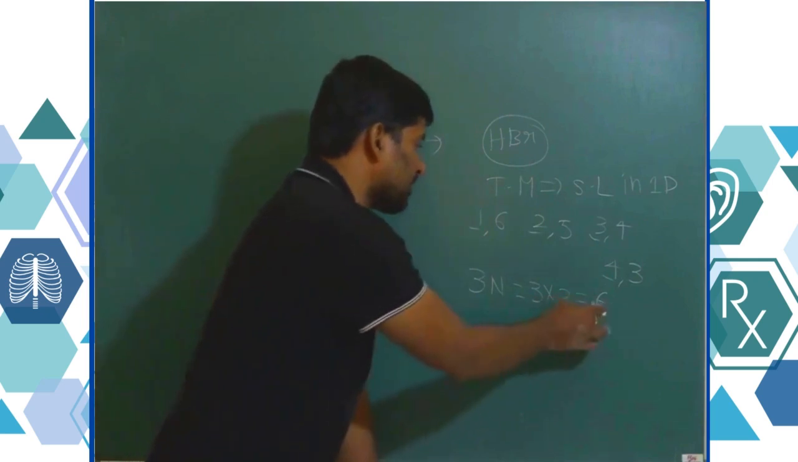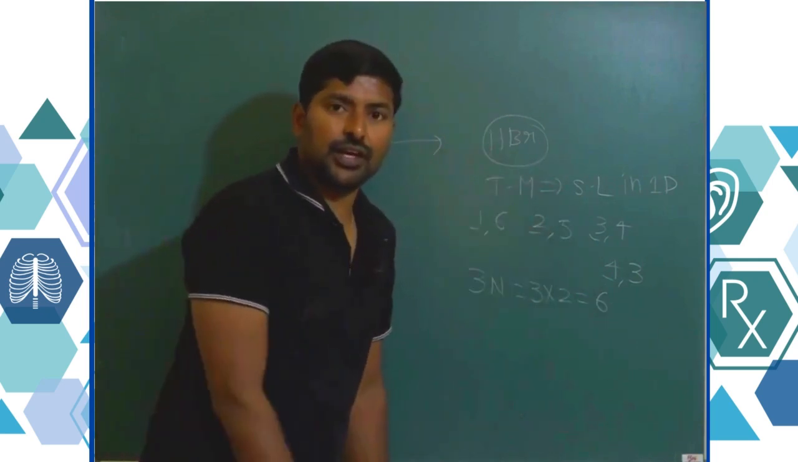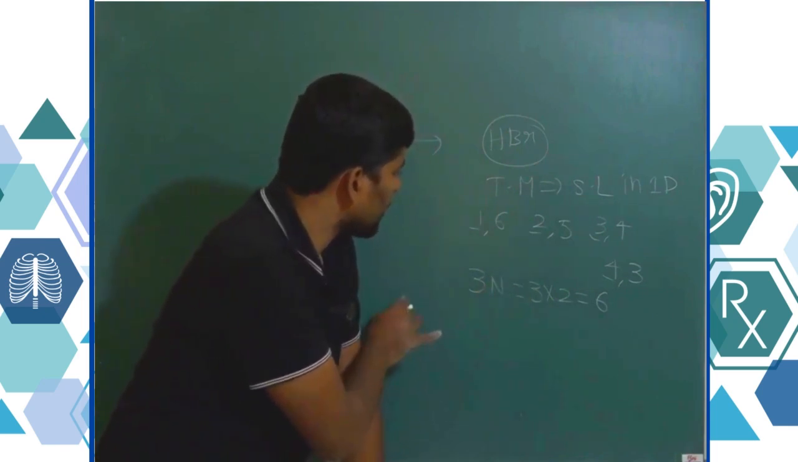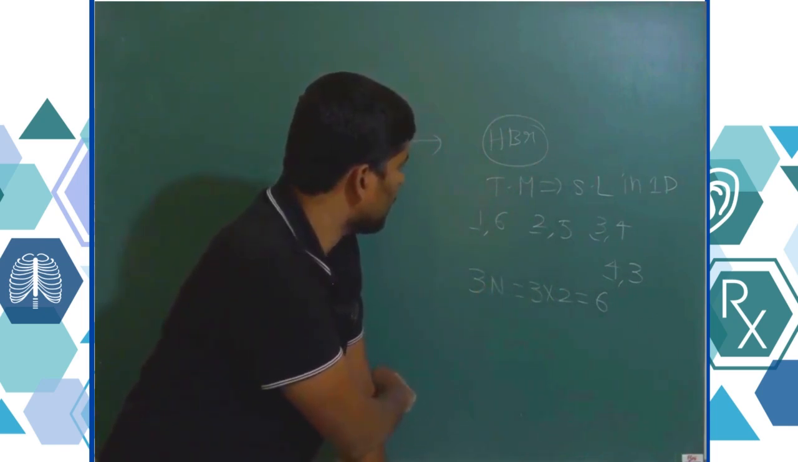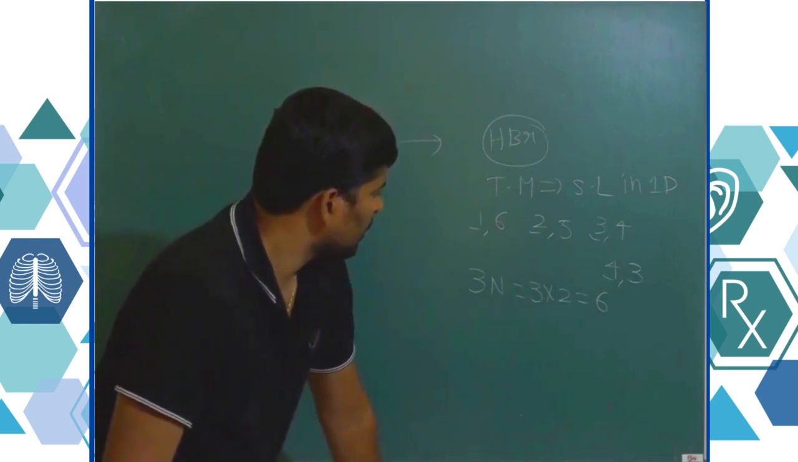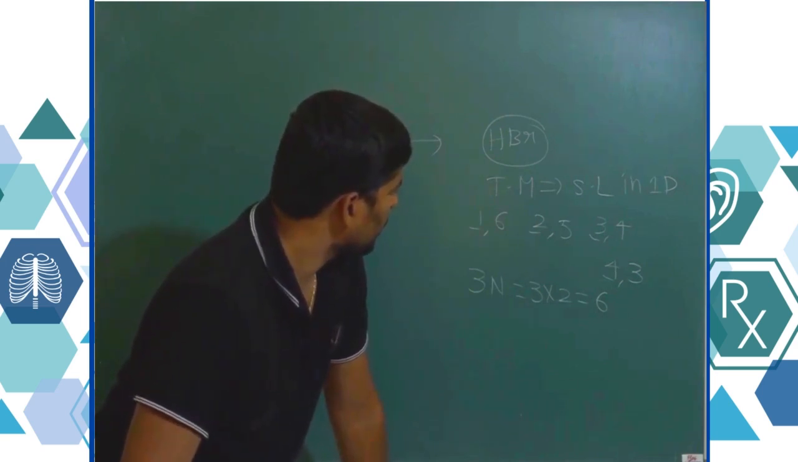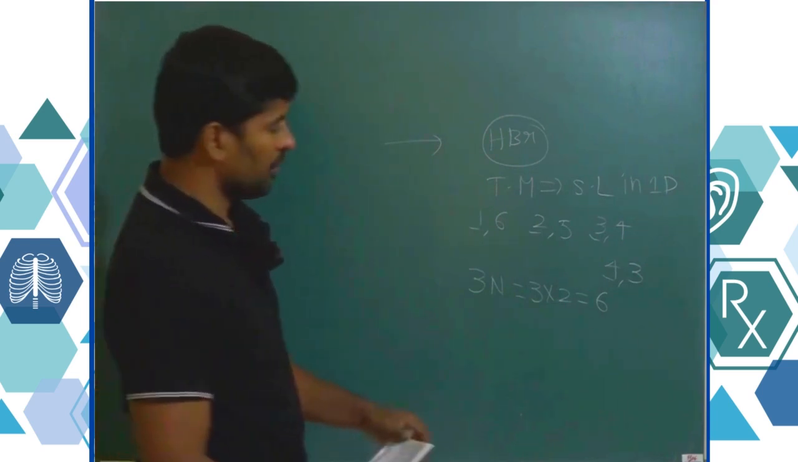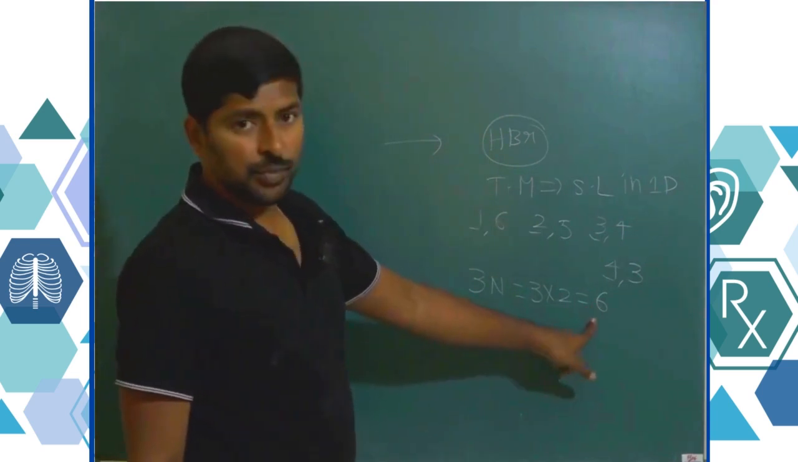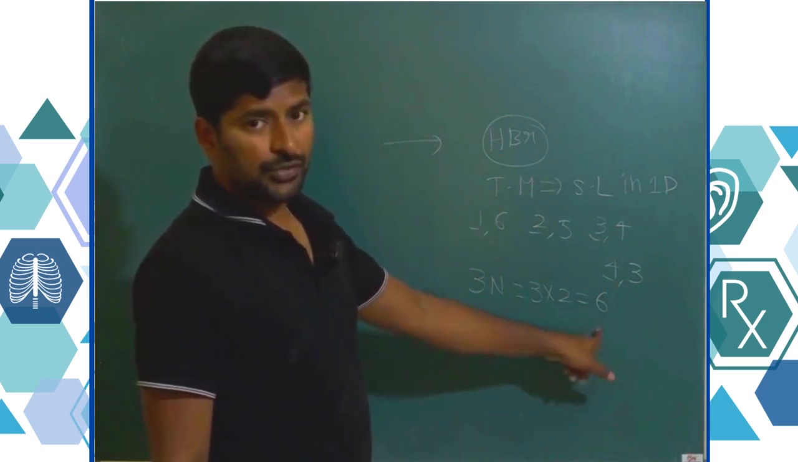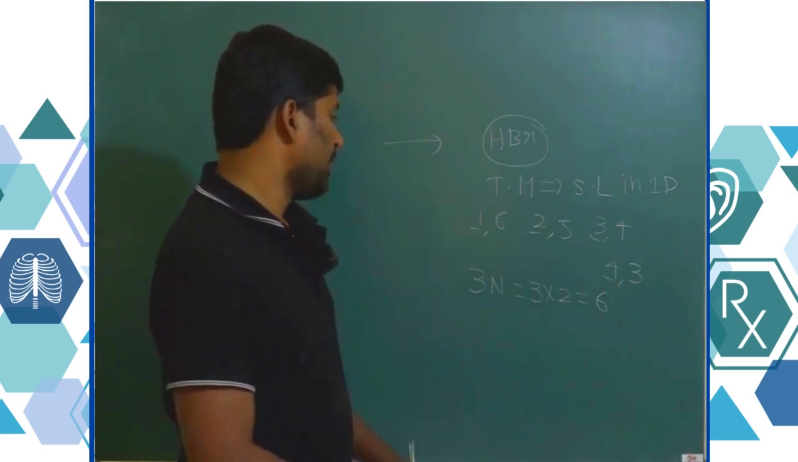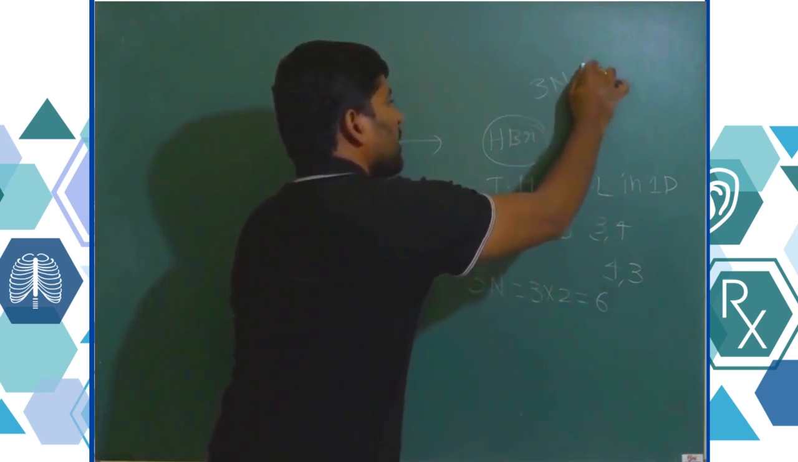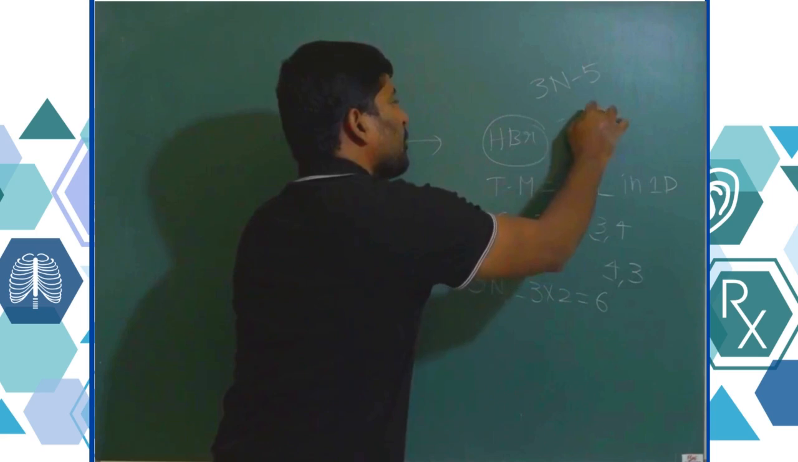Out of these 6, 3 are translational motions, 2 are rotational motions and 1 is vibrational motion. The number of vibrational motions for a linear molecule is 3n minus 5, so 3 into 2, 6 minus 5, which is 1.